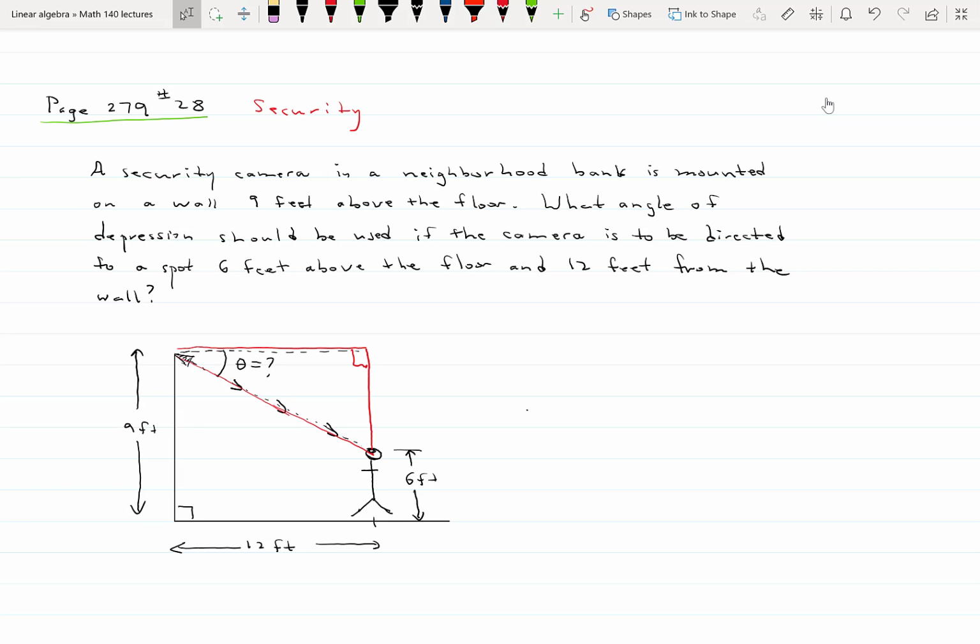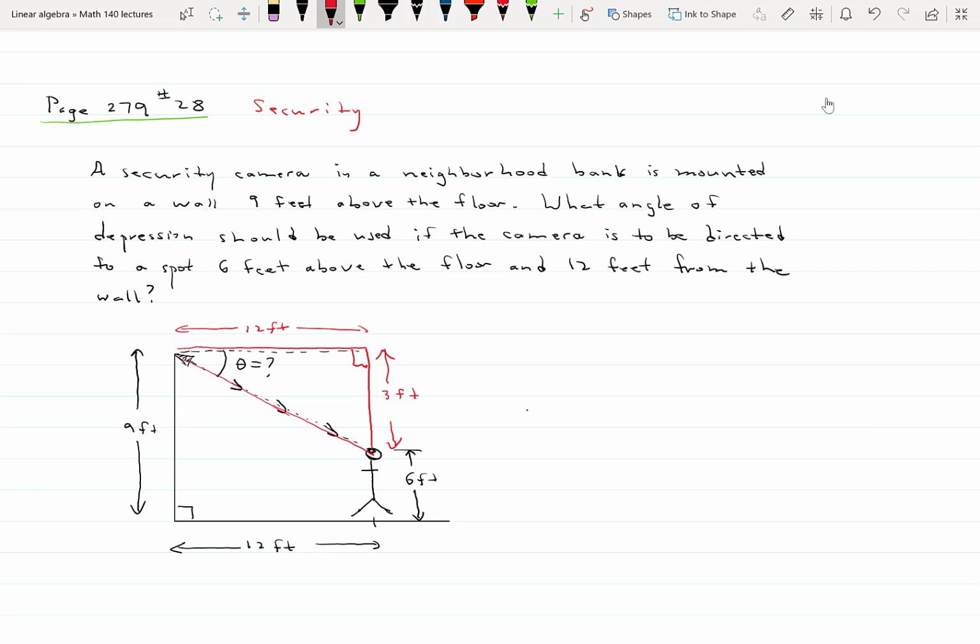Let's start seeing if we get some sides to this triangle. So what's the horizontal side of this triangle? If you translate that 12 feet directly up, it looks like we have 12 feet across this way. So what about this vertical leg? Well, it's 9 feet from the floor to the ceiling, and 6 of those feet are taken up by the person's height. That's not to scale, but the distance that's left is 3.